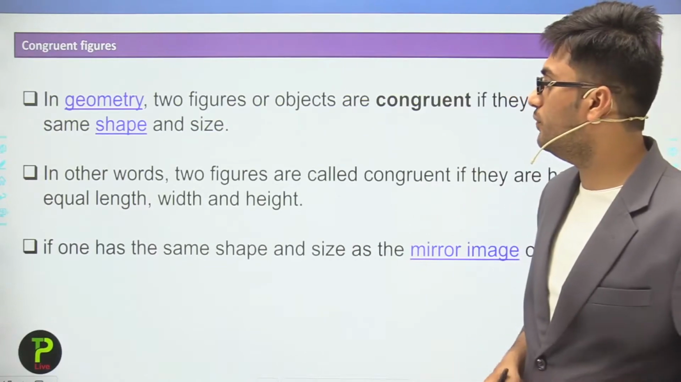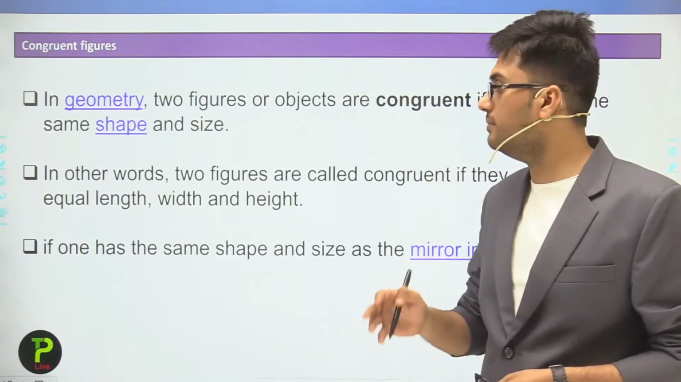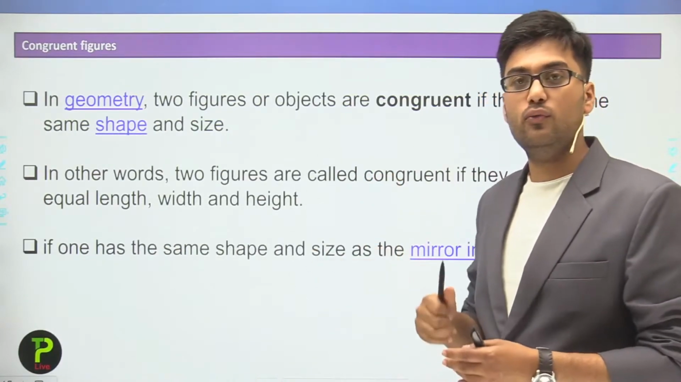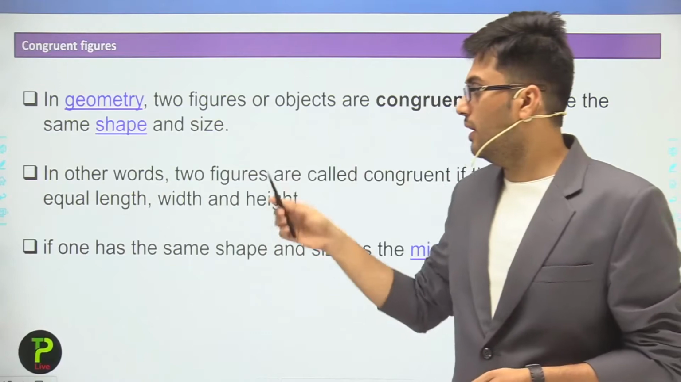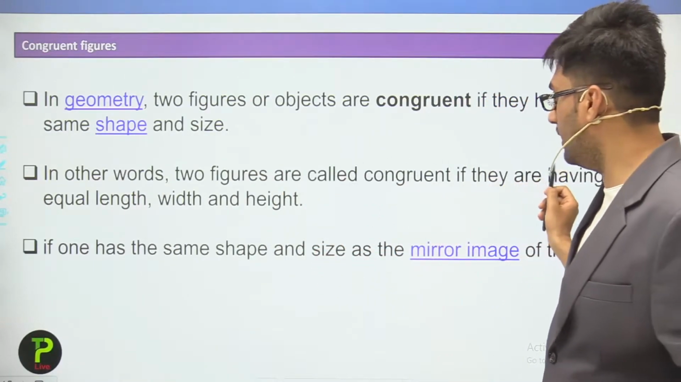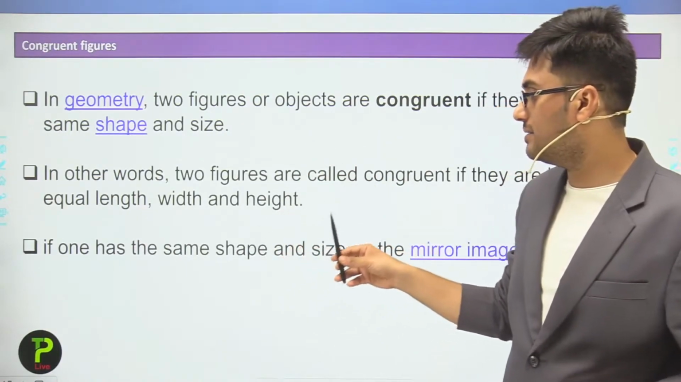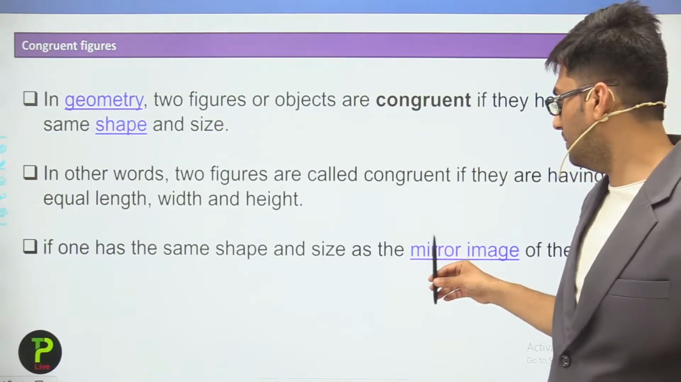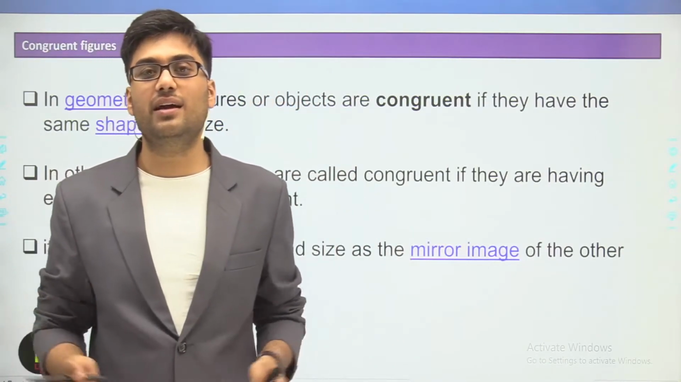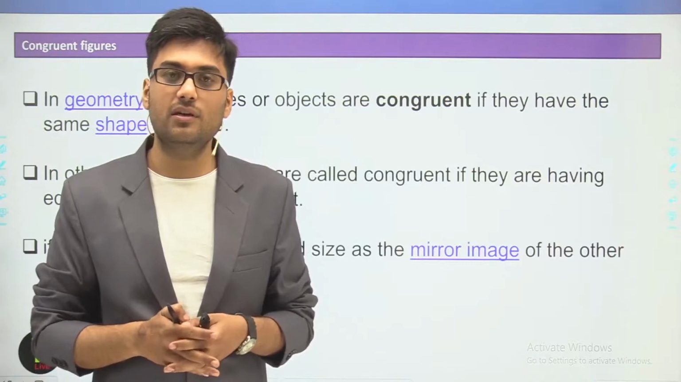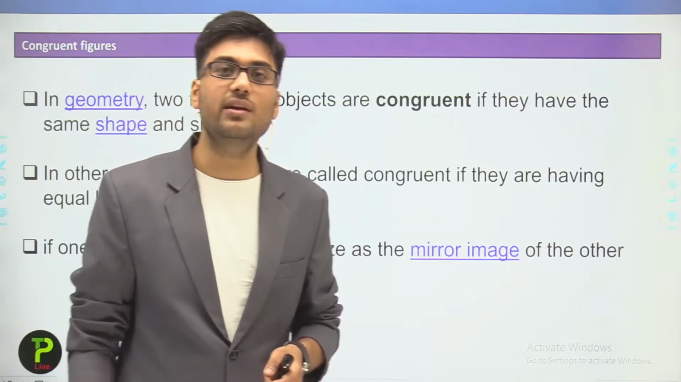In geometry, two figures or objects are congruent if they have the same shape and the same size. In other words, two figures are called congruent if they have equal length, equal width, and equal height. If one has the same shape and size as the mirror image of the other, then we can say these figures are congruent, or if two figures overlap, coincide, or are mirror images of each other, then they are congruent figures. Clear?